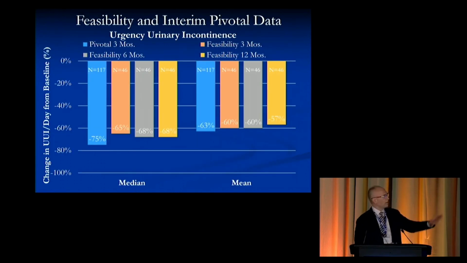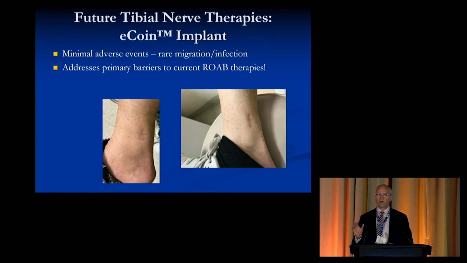Some data, ignore the blue box for a second. Look to your right. That's the median and mean reduction in urge incontinence in the 3, 6, and 12-month data of the pilot, of the feasibility trial with nice reductions. And then the blue to your left, that's the ongoing public knowledge, 3-month data in the FDA trial. And you'll see a lot of the data on Saturday if you attend Dr. Rogers' meeting.